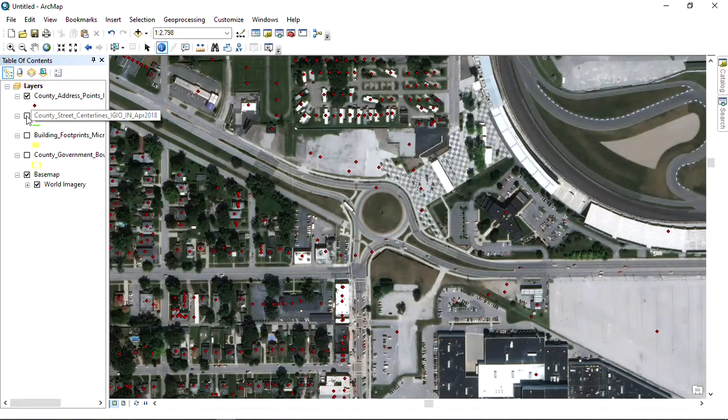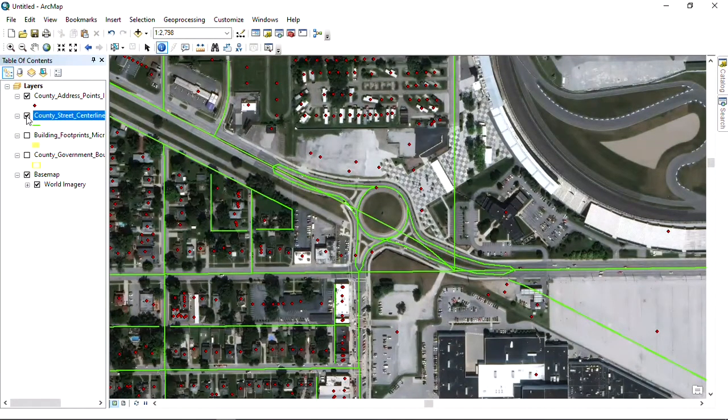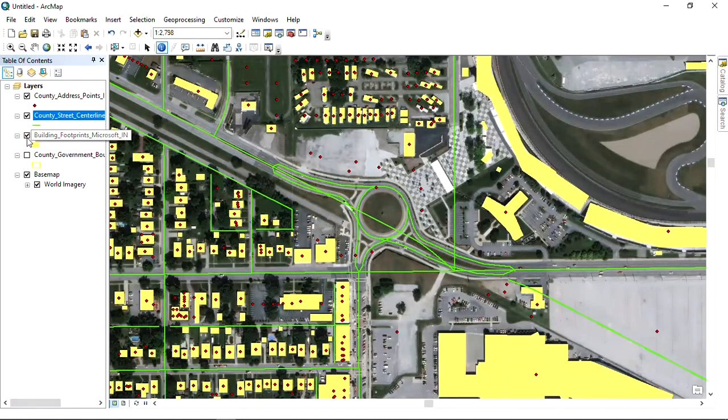In this case, a point layer that shows the address location. This here is the street center lines, shown as green lines. Here we have the building footprints, and you can see the footprints of different buildings shown as polygons. And so this is part of the vector data model. You can see these points, lines, polygons. This isn't raster, this is the vector data model.